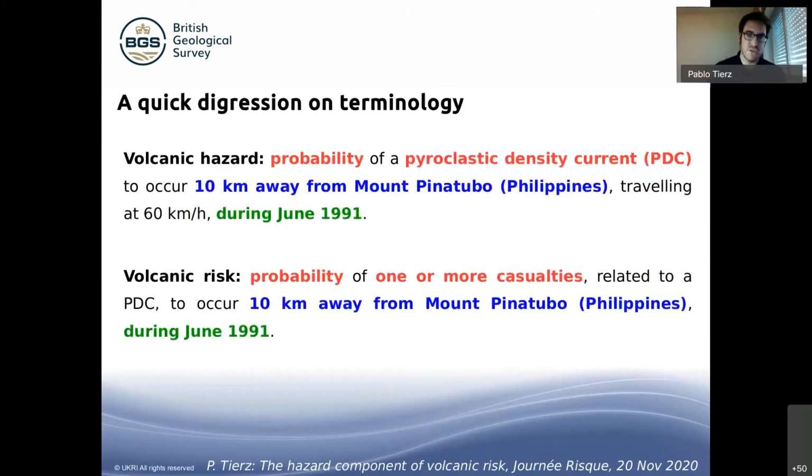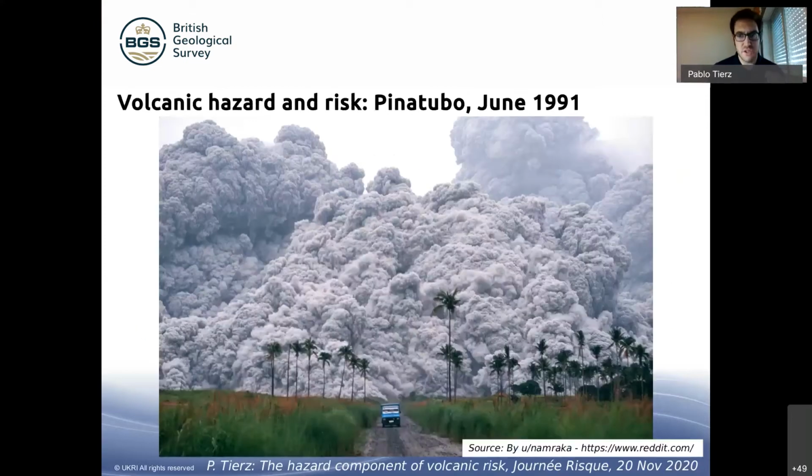So if we turn these two definitions into examples, volcanic hazard could be the probability of a pyroclastic density current, which is a very complex phenomenon that I will show right after this slide, to occur 10 kilometers away from Mount Pinatubo in the Philippines as our point in space, traveling at 60 kilometers per hour as our hazard intensity measure during June 1991 as the time window. And volcanic risk would be the probability of one or more casualties related to that PDC to occur 10 kilometers away from Mount Pinatubo during June 1991. So here we are, June 1991.